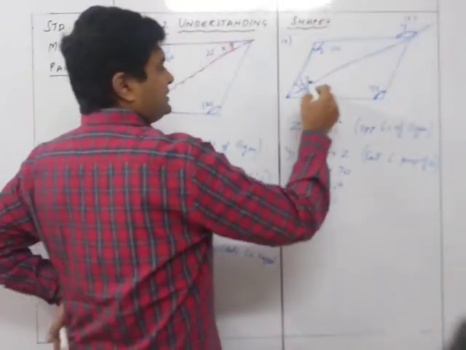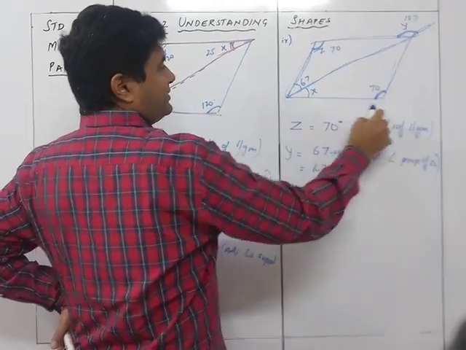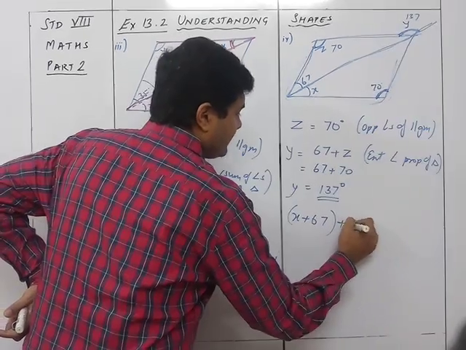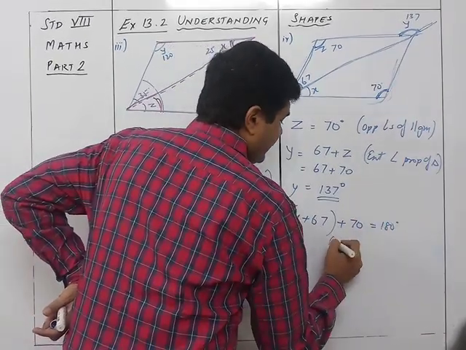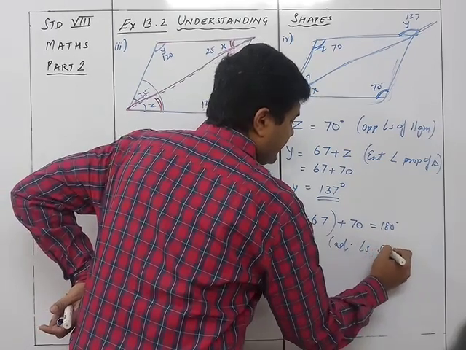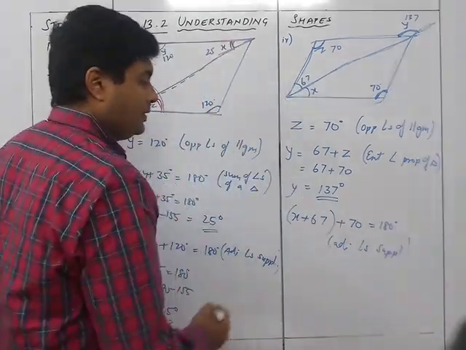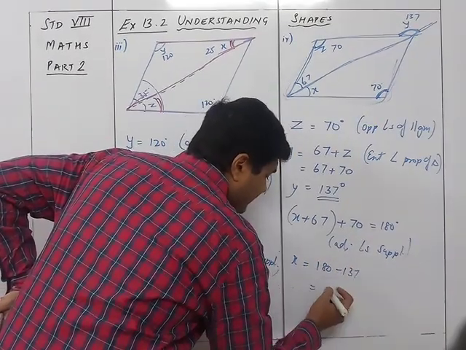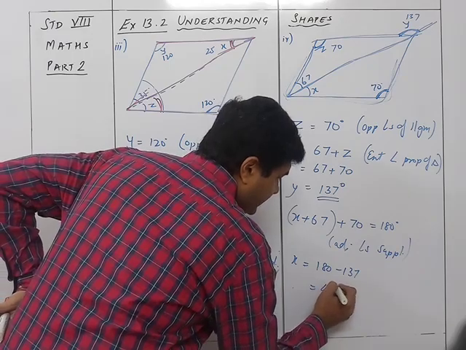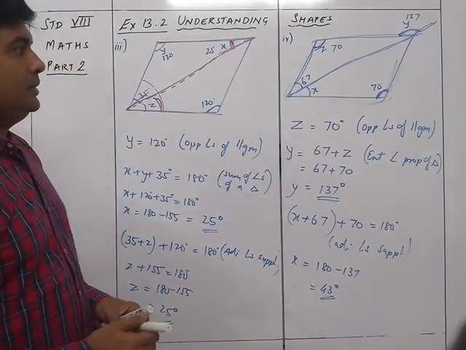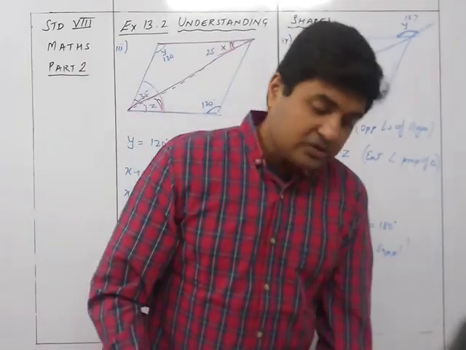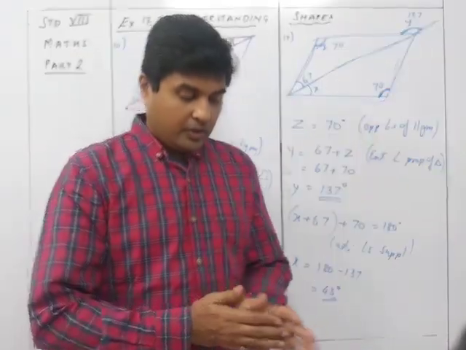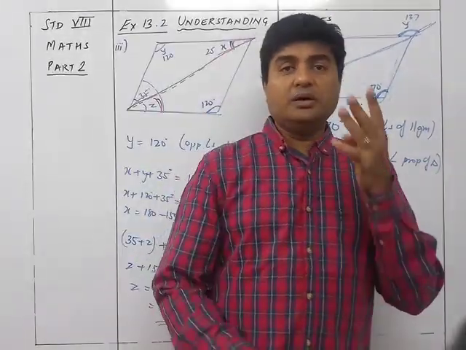The next thing I know is these two are co-interior or supplementary. So it is x plus 67 plus 70 is equal to 180 degrees. Adjacent angles supplementary. So x is equal to 180 minus 137. That's going to be equal to 43 degrees. Clear? So that was question number 2, the 4th sum. We now move on to the next sum, that is question number 3.